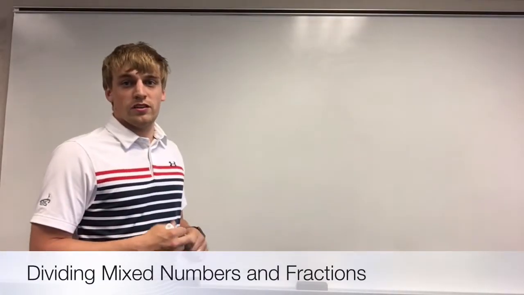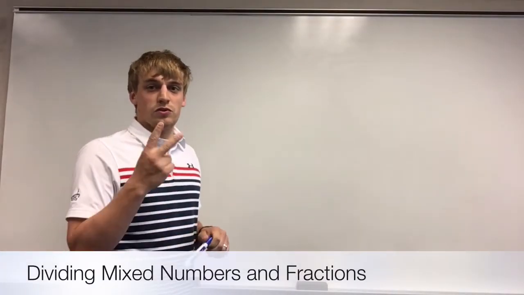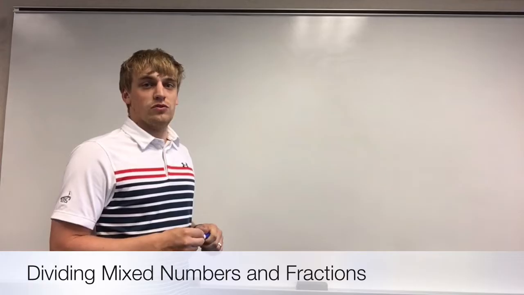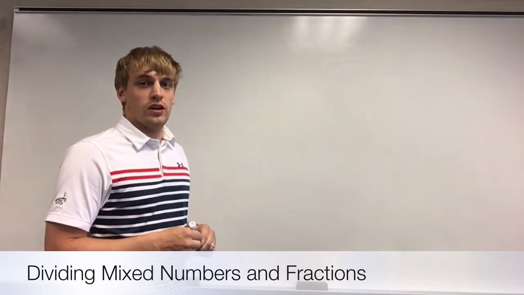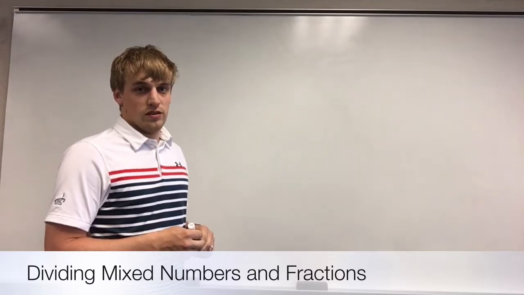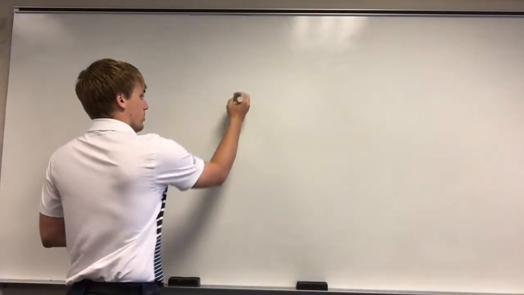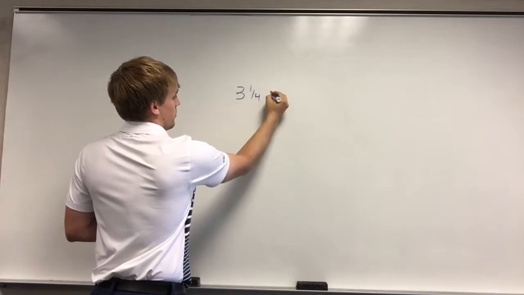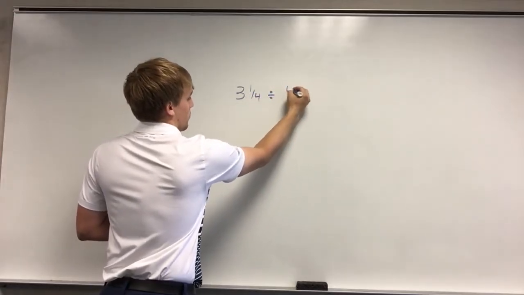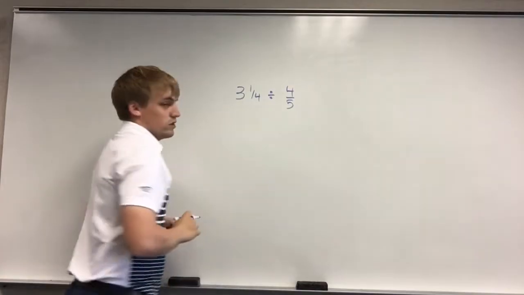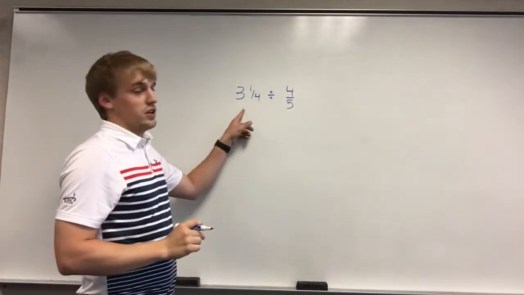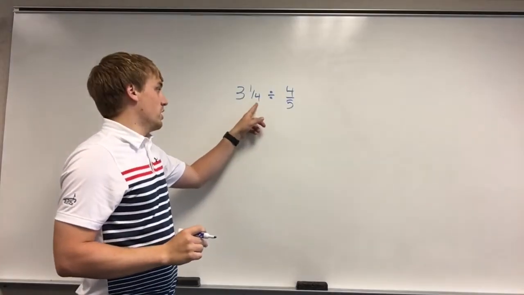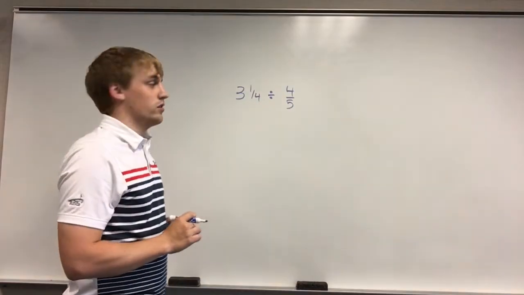Hey, Rosenbaum here again. Right now I'm going to go through two examples of how to divide a mixed number and a fraction. So first example we're going to go through is 3 1/4 divided by 4/5. So we have a mixed number on the left side because there's a whole number and a fraction together.